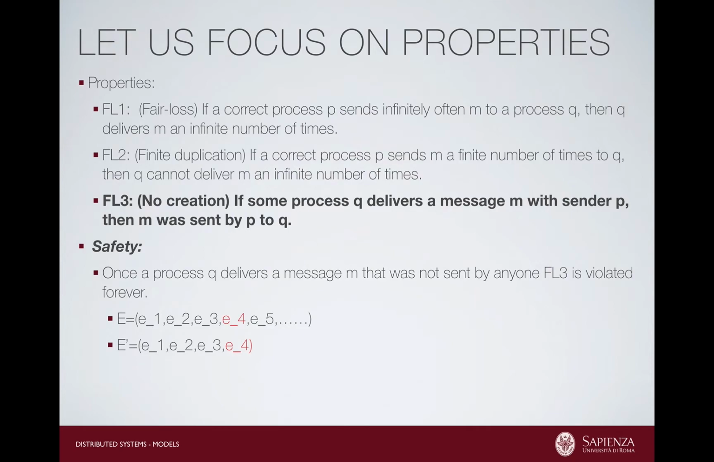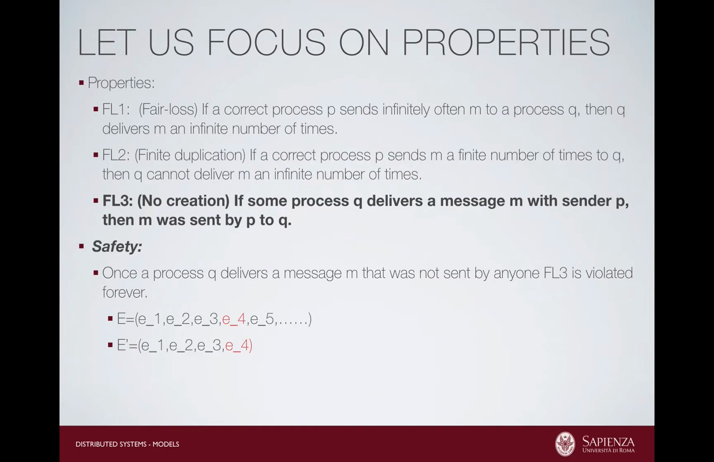So let's see an execution where FL3 is violated, execution E. I'm just stating the events of the execution because, as you can imagine, once the initial configuration is fixed, the ordered sequence of events is enough to reconstruct the entire execution. And the problem is that once a process Q delivers a message M that was not sent by anyone, so it was not sent by P in this case because the link is point-to-point, then FL3 is violated forever.